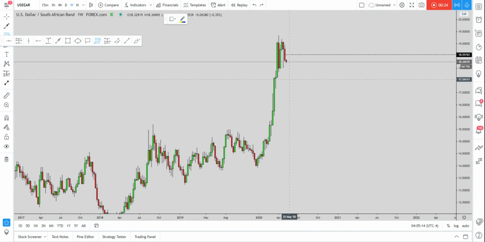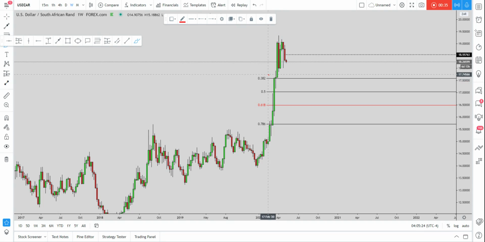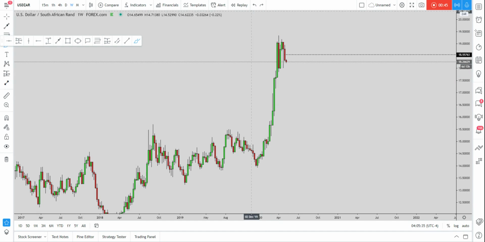Now, if we take our Fibonacci on this impulse, so basically from the low to the high of this impulse move to the upside, what can we notice? We can notice that the market hasn't retraced to the 0.382 yet, which is the first Fibonacci level that you expect the market to actually retrace to. So we still didn't have a proper retracement on this pair.